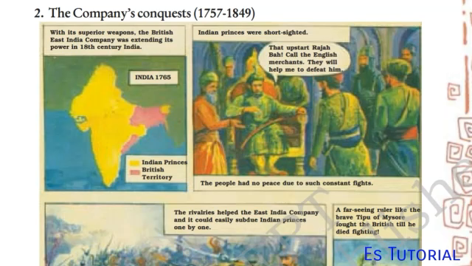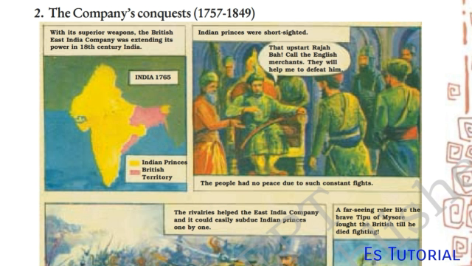The Company's conquest, 1757 to 1849. With its superior weapons, the British East India Company was extending its power in 18th century India. So with the power and authority of the British Empire, it was extending the East India Company in 18th century India.